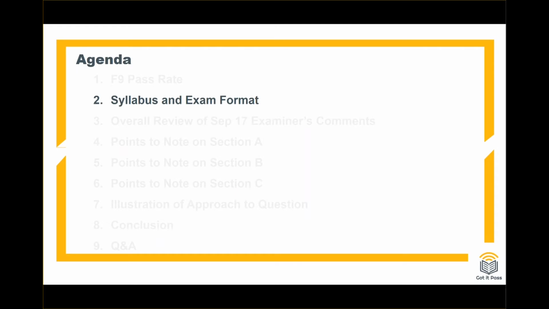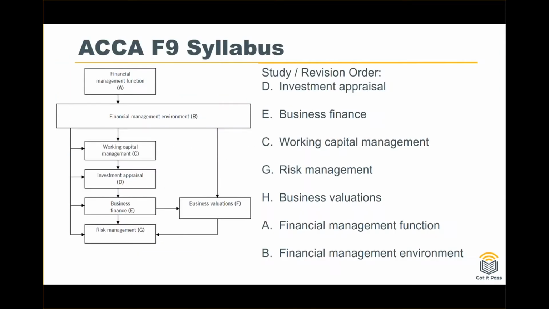And the next part is about the syllabus and the exam format. Okay. Here, I would like to show you the syllabus of the F9 exam, in which you can see there are 7 parts, or 7 areas. The financial management function and the financial management environment, which are named A and B, and also some very important topics, including working capital management, investment appraisal, and business finance risk management. And area F is business valuations.